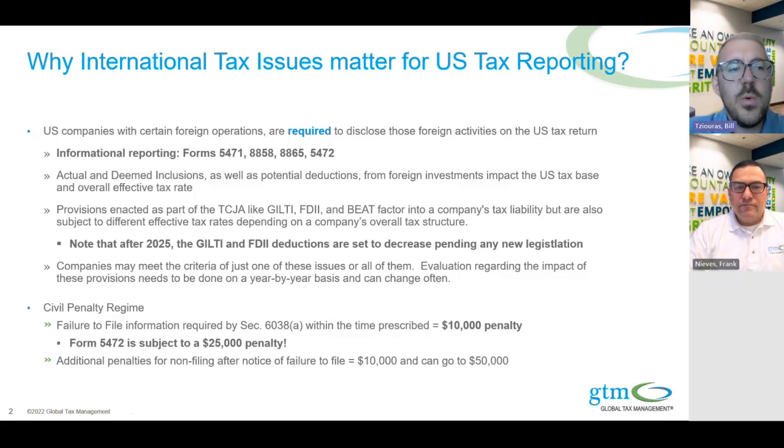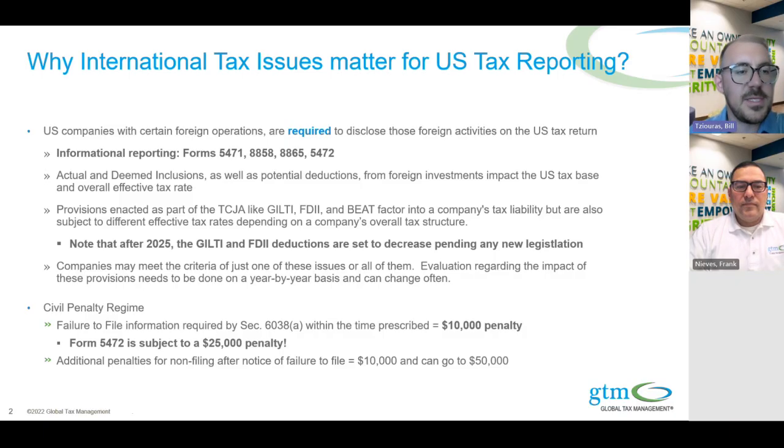Thanks, Frank. So U.S. companies with certain foreign operations are required to disclose those activities on a few different forms that you may have seen in practice. The main forms we'll be discussing are Forms 5471, Forms 8858, Form 8865, and Form 5472. So there's actual and deemed inclusion. So when we say these are information reporting forms, that's only half true, right?